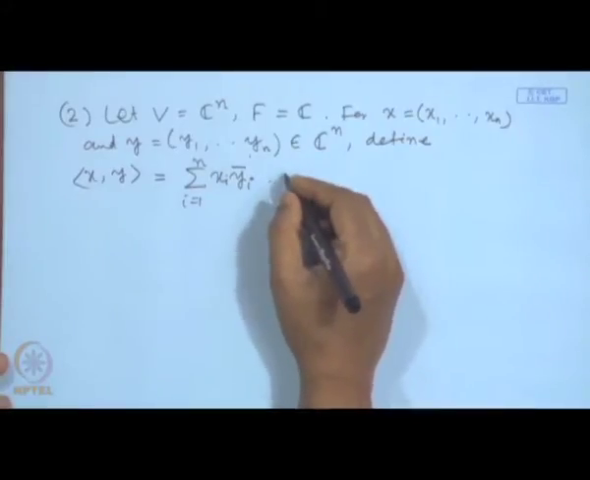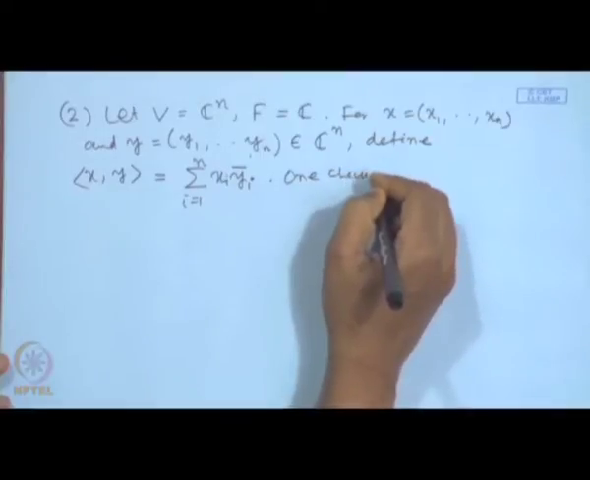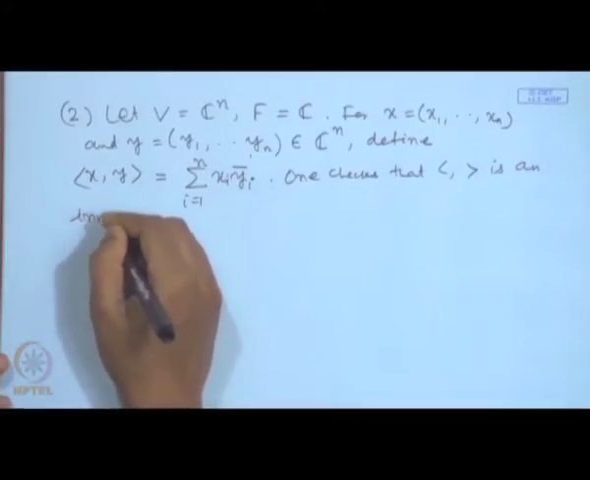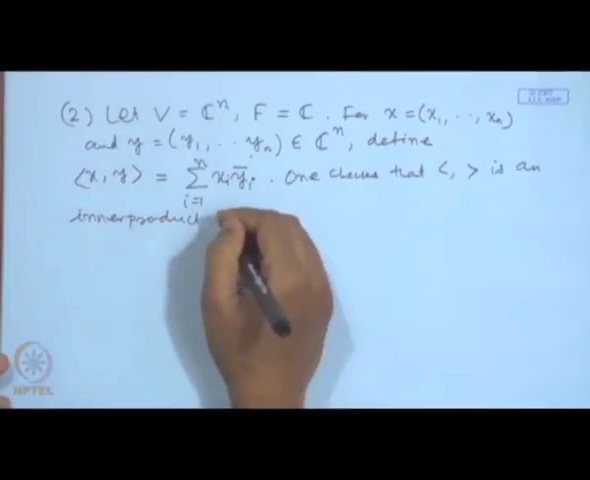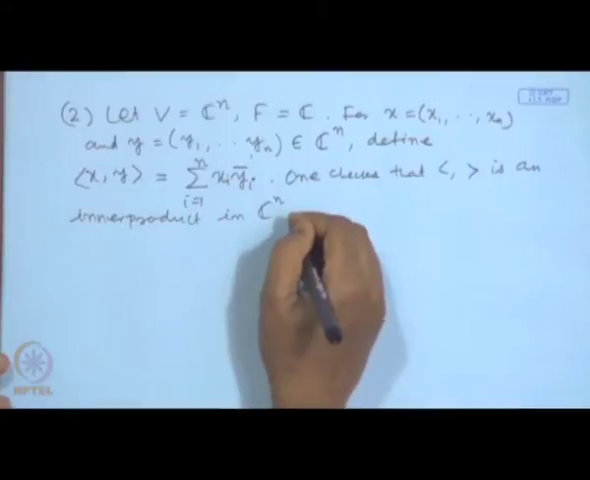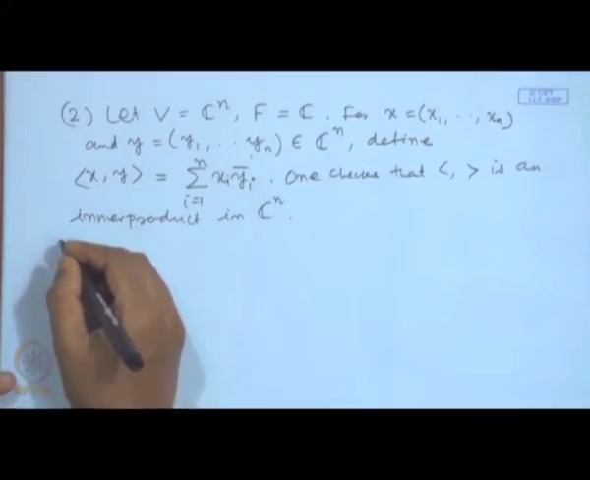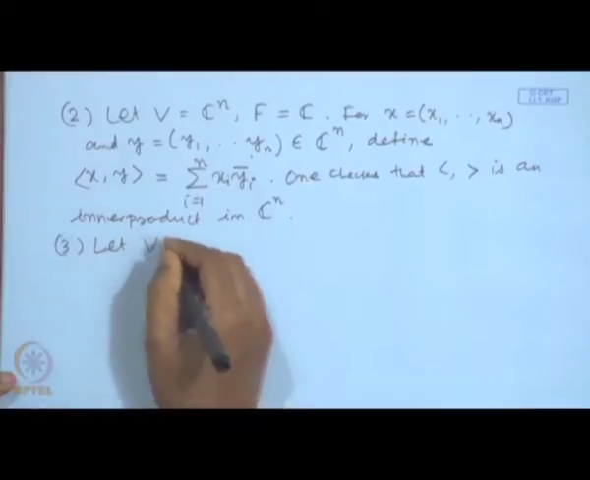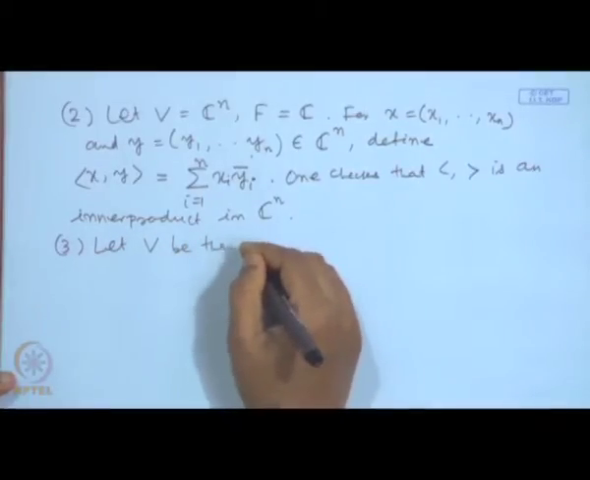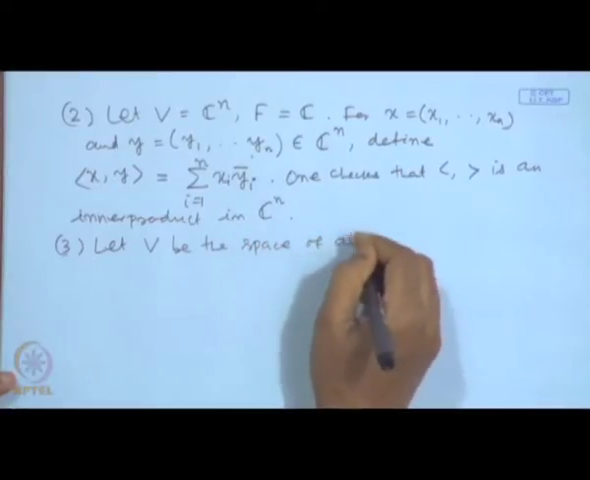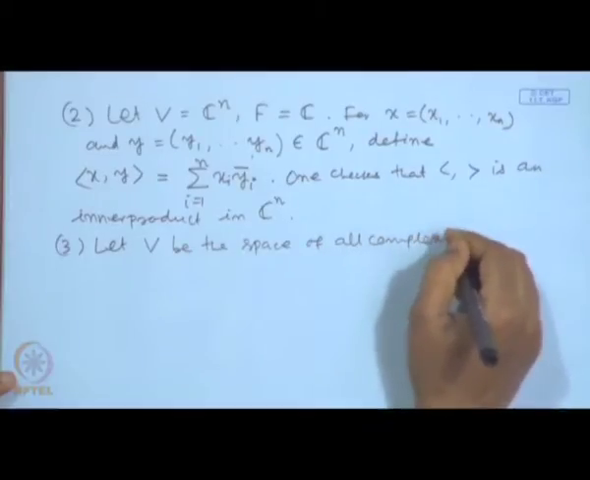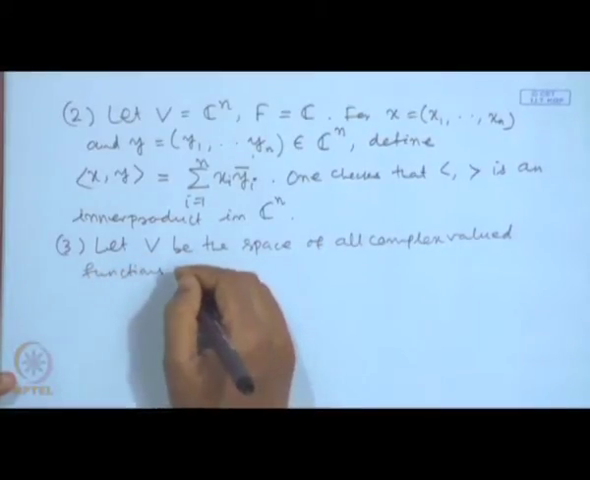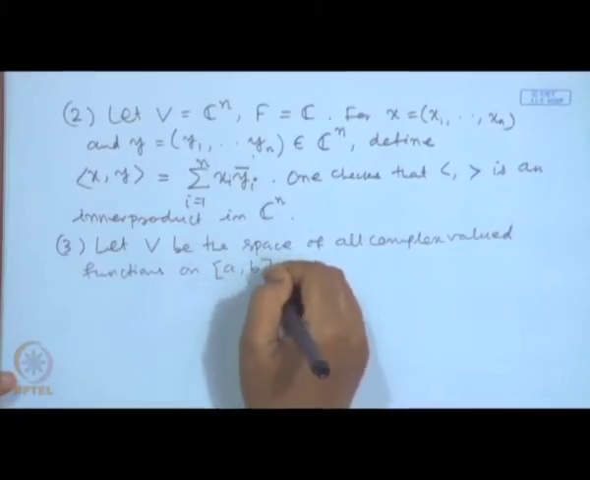So, again one checks that this mapping is an inner product in Cn. Therefore, this Cn is also an inner product space. The third example: here we consider V to be the space of all complex valued functions on the closed interval a b.